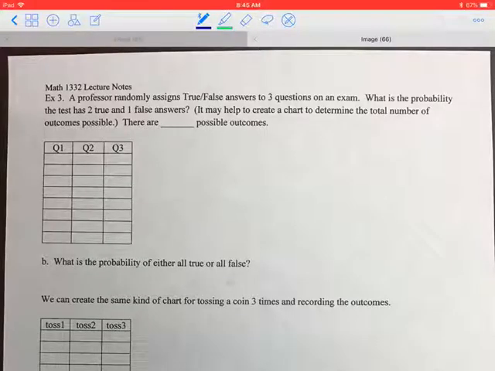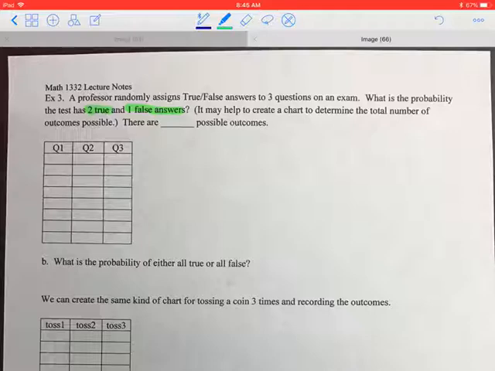We're on the second page of the probability notes. So now we're going to look at some more complicated examples. Let's say a professor randomly assigns true-false answers to 3 questions on an exam. What is the probability that the test has 2 true and 1 false answer?